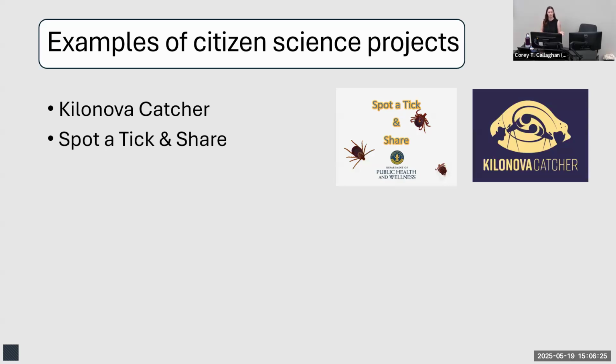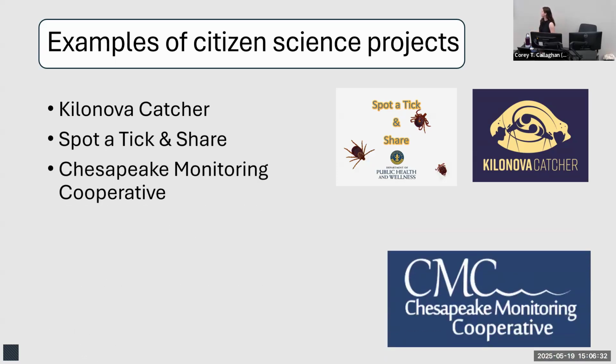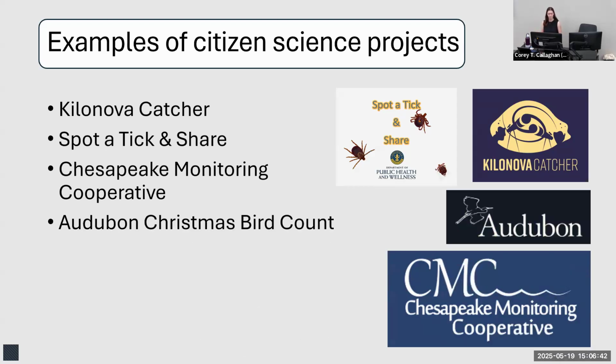This one is called Spot a Tick and Share. This is an example of a public health project aimed at tracking tick-borne illnesses. This one, Chesapeake Monitoring Cooperative, they do water quality assessments. So that one's much more hands-on and actually taking samples. The Audubon Christmas Bird Count. This is a large-scale project that happens annually, but for a short period of time, and it's obviously, as the name would suggest, geared at birds.